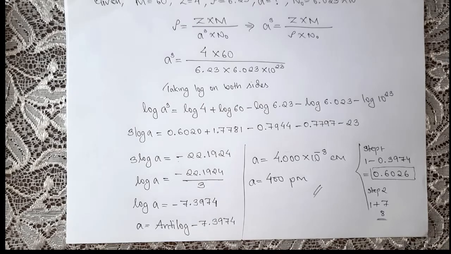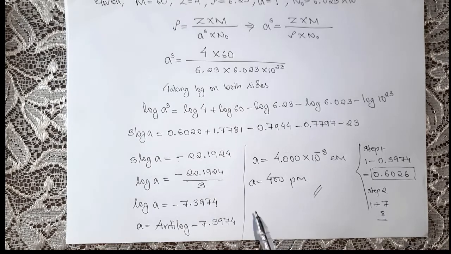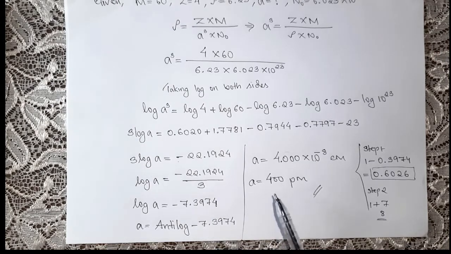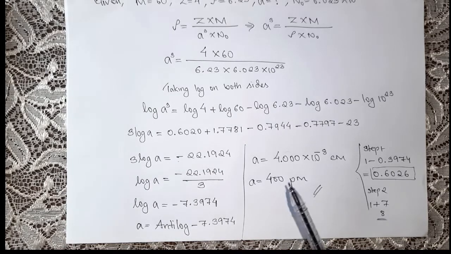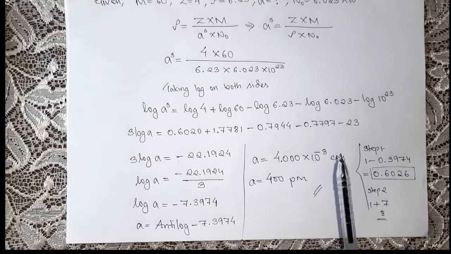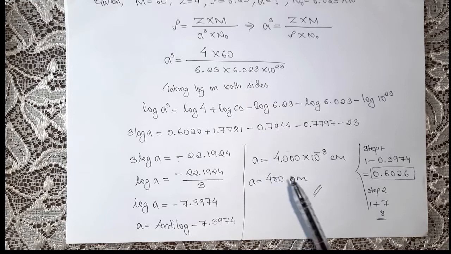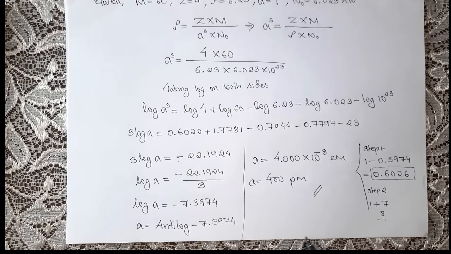So by this we finish solving 5 problems, that is how to calculate the density, edge length, atomic mass. Avogadro's number is also quite easy. I haven't solved for Avogadro's number, but you can easily solve it using the same method.